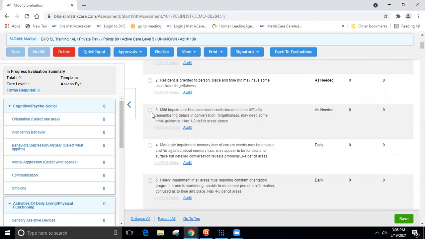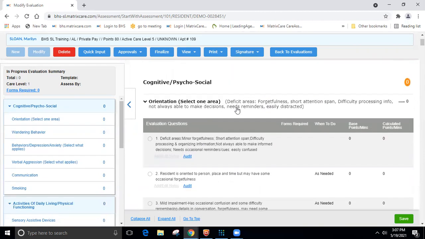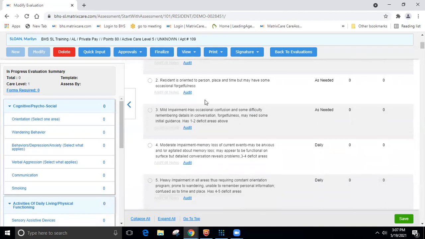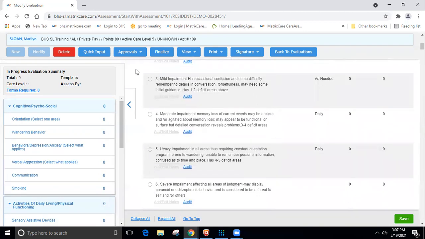So if there's 1 to 2, she'd be mildly impaired. So if she had needed reminders, not always able to make decisions. You'll notice that 1 and 2 are out of order. 2 should really be in the first spot and 1 should be in the second spot. And I'll correct that the next time we put out a new evaluation. But for this resident, let's say she has mild impairment.